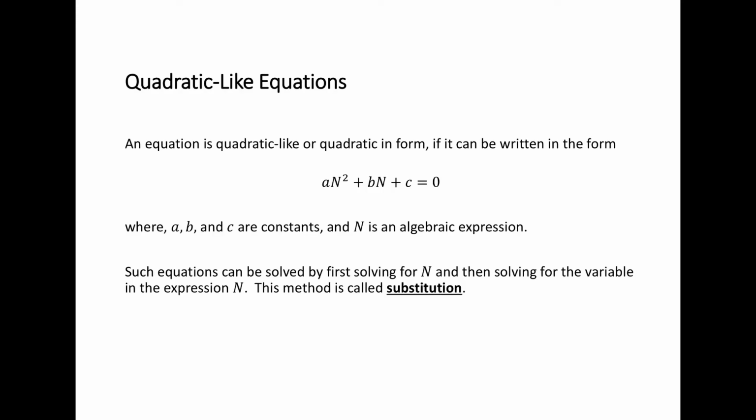Quadratic-like equations are equations that are quadratic in form. If it can be written in the form au squared plus bu plus c equals 0, where a, b, and c are constants and u is an algebraic expression, such equations can be solved by first solving for u and then solving for the variable in the expression u. This method is called substitution.